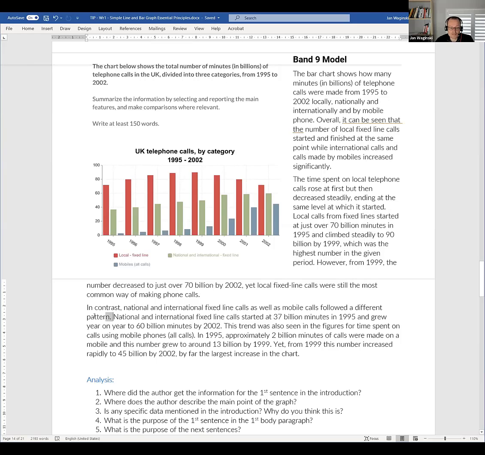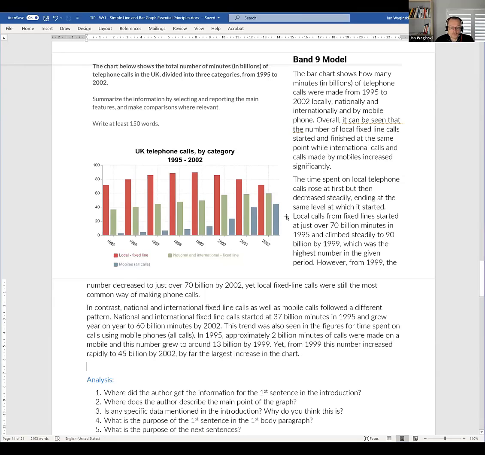Okay, and then we've got the same pattern in the next body paragraph. Again, general description, followed by supporting data. And what pattern does the author want to draw your attention to at the very end here? He's saying the largest number was in 2002 in the whole paragraph.